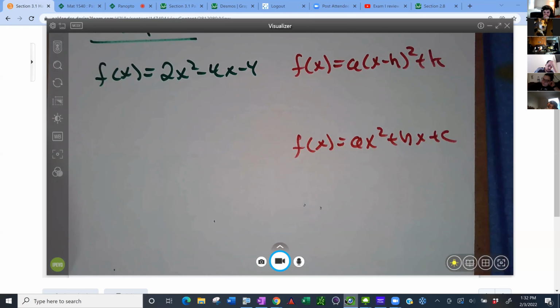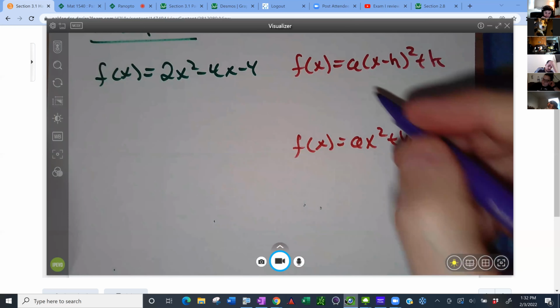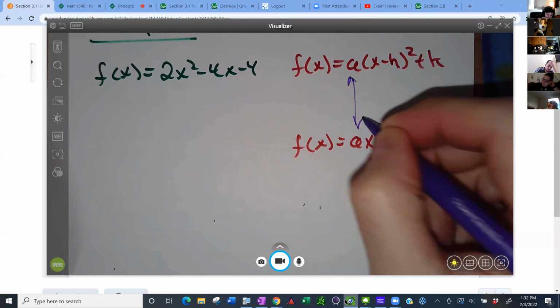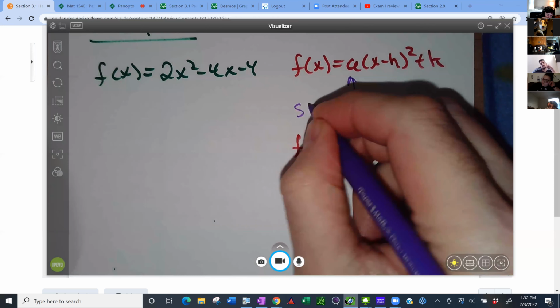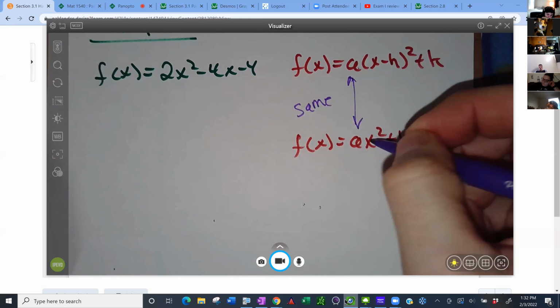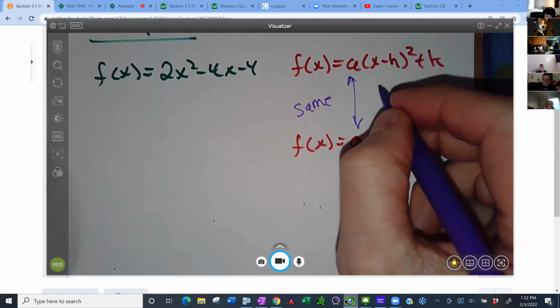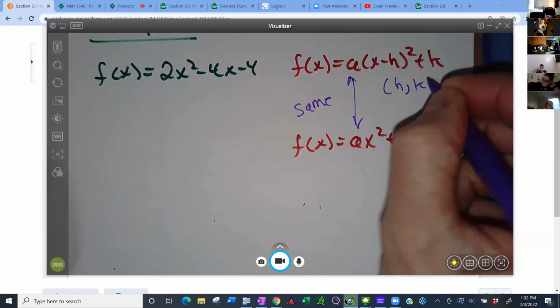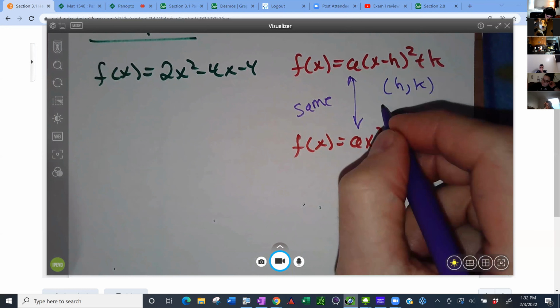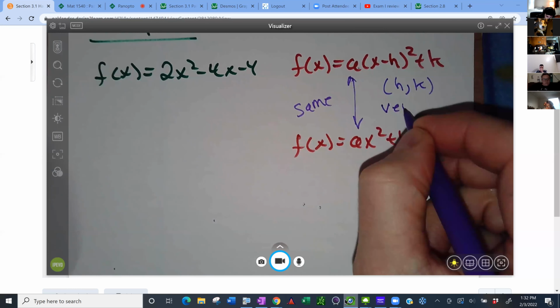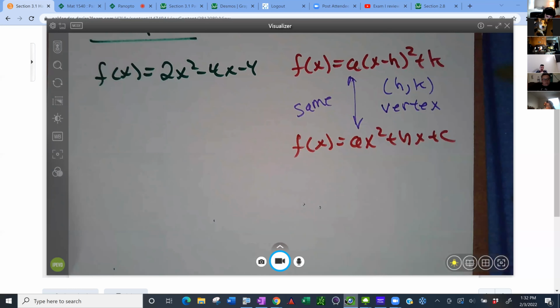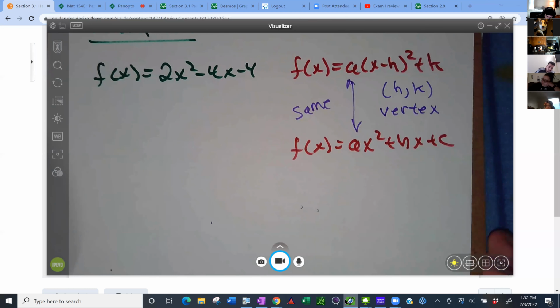I want to point out that these two things are the same. The a here and the a here are the same. And what about the h and k? What do I know about h and k? That's the vertex. Oh, okay. Well, let's be a little bit clever about this then, okay?